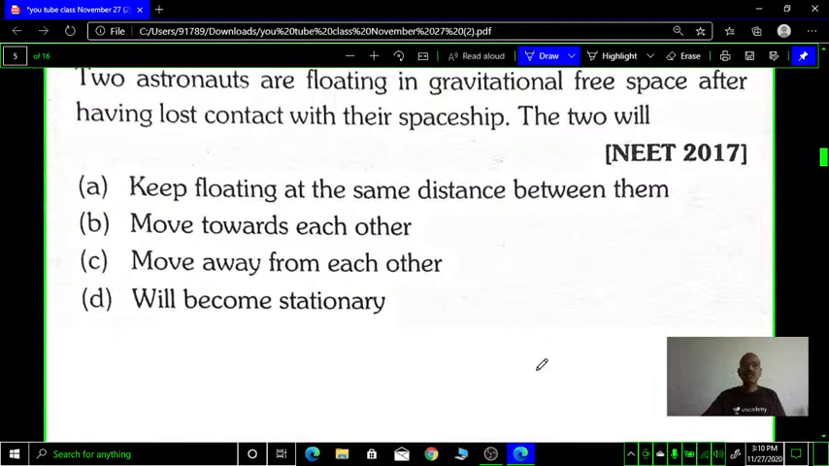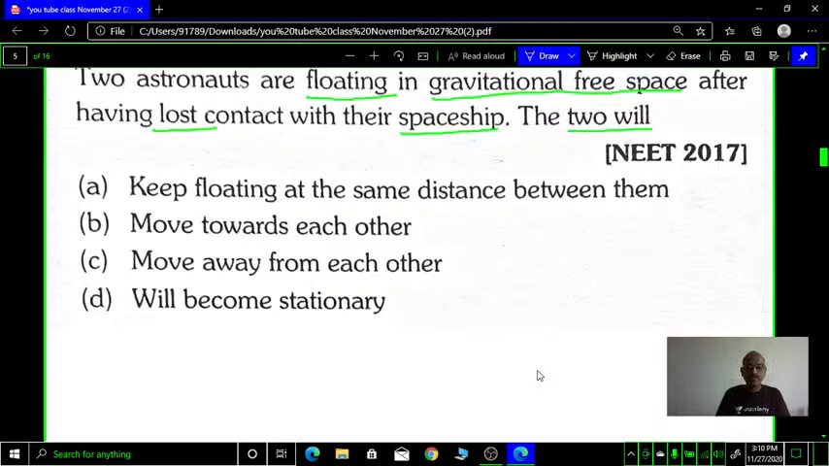Two astronauts are floating in a gravitational free space. There is no gravity. After having lost contact with their spaceship, the two will keep floating at the same distance between them, move towards each other, move away from each other, or become stationary. The two astronauts are floating in gravitational free space because they lost their contact with the spaceship. Then how will the two astronauts move?